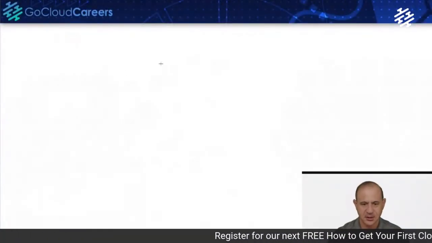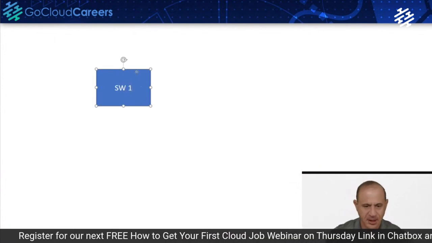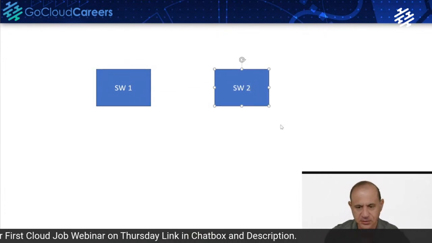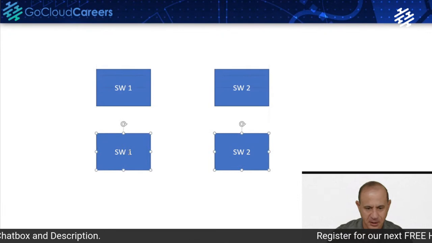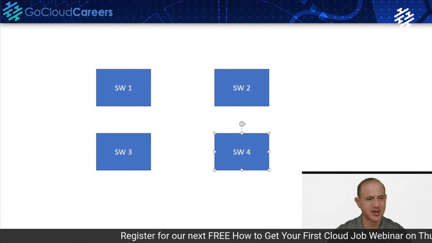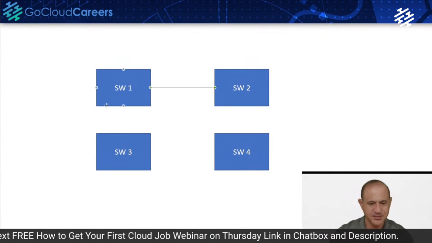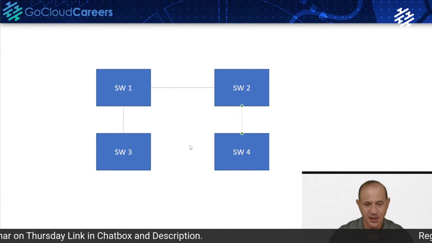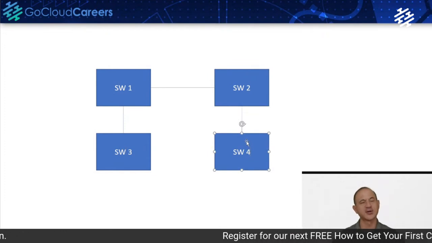So imagine this. Got a switch one. SW, call it one. And now let's have a little fun with this. Let's add switch two. While we're at it, let's copy these things. Let's make switch three and switch four. Now this is where things get ugly. So of course, we never want an environment without redundancy. If currently we have something that looks like this, as it stands right now, switch three can talk to switch one, who can talk to switch two, switch four. So everyone right now can talk to each other.